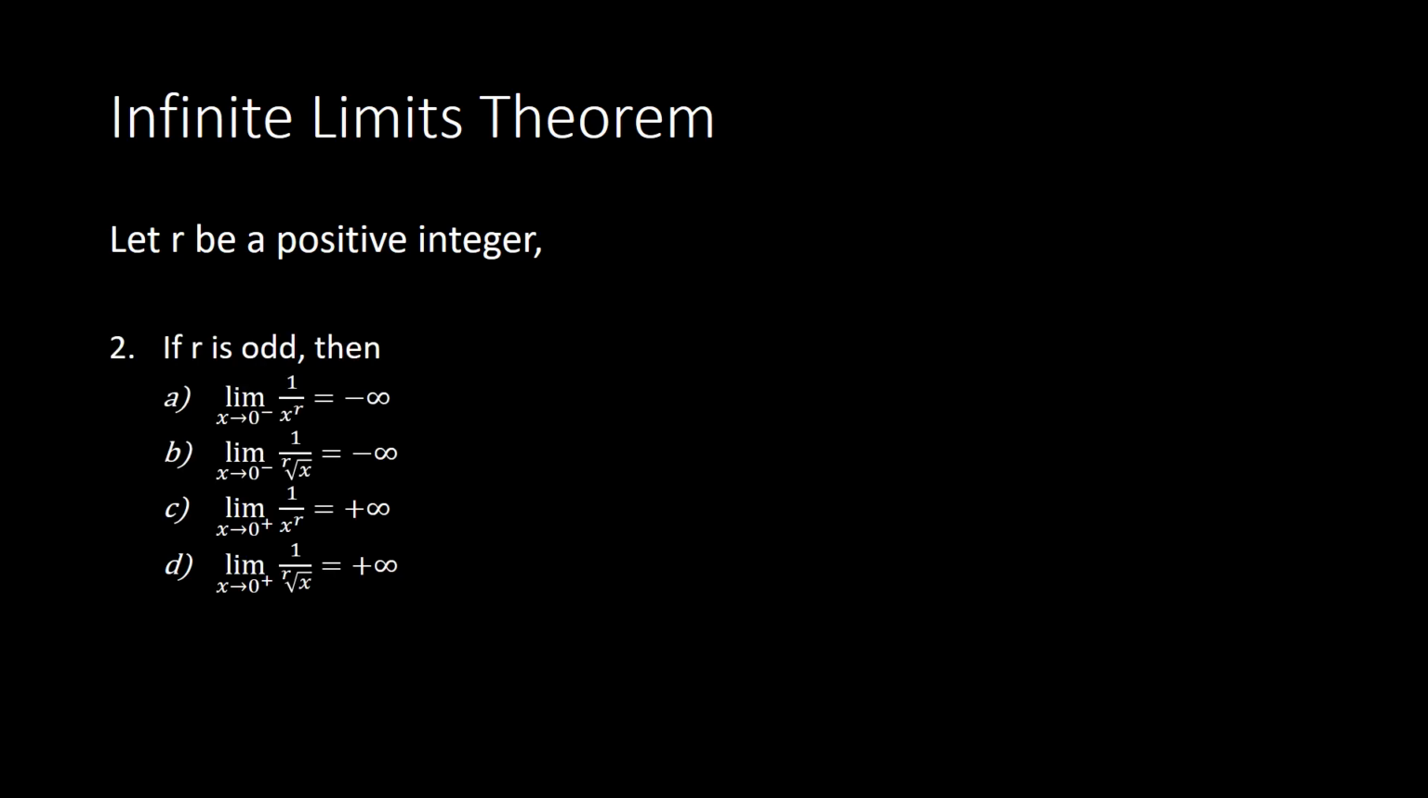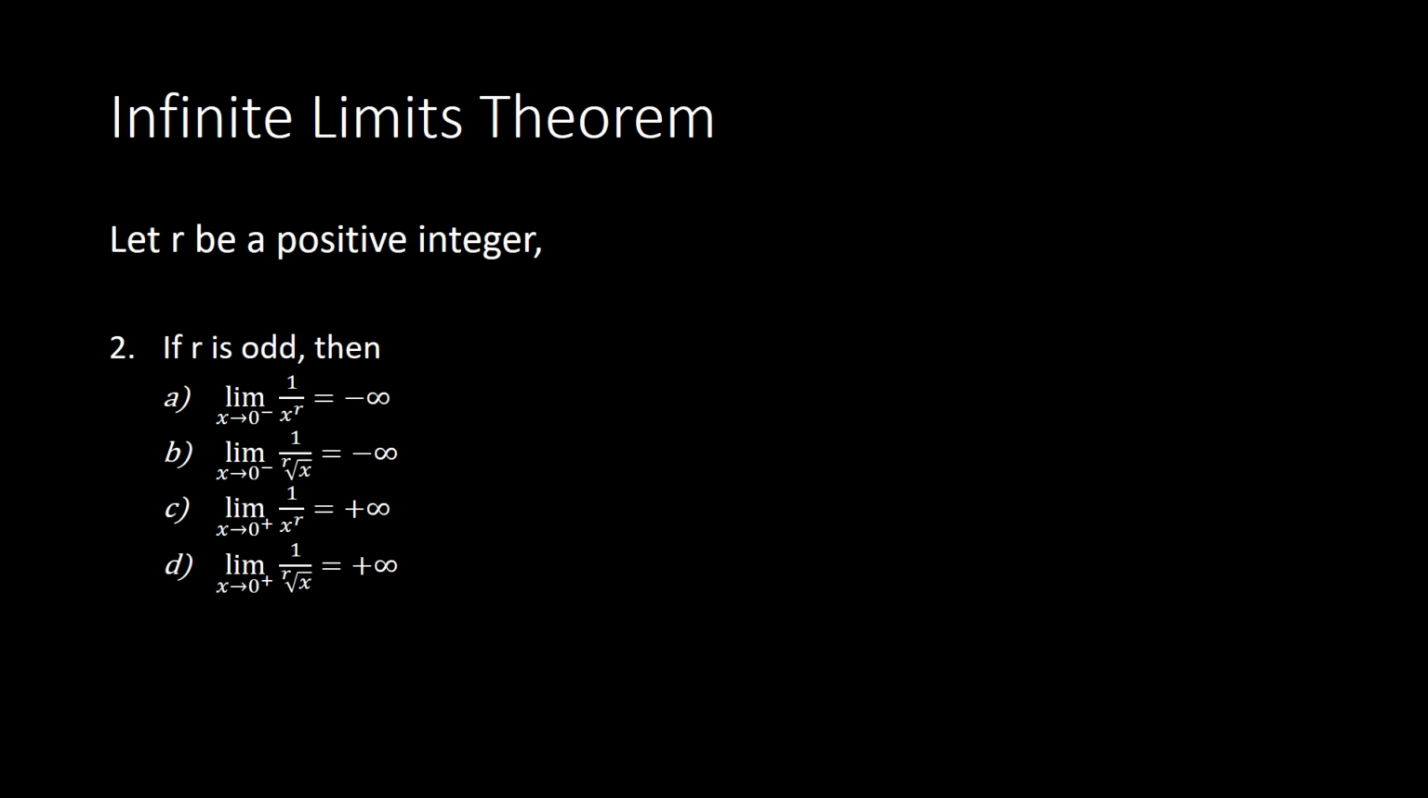Try to move on to the second one. So if r is odd, meaning you've got the numbers 1, 3, 5, 7, 9, and so on, and that will be your exponent on x, then you will have two cases here. You can have a negative infinity, you can have a positive infinity as well, or it could also be a DNE later on, because what we're trying to have here is only the left-hand limit and the right-hand limit.